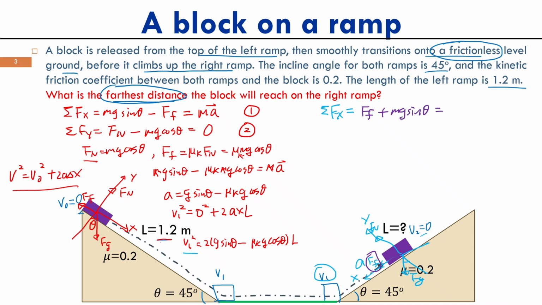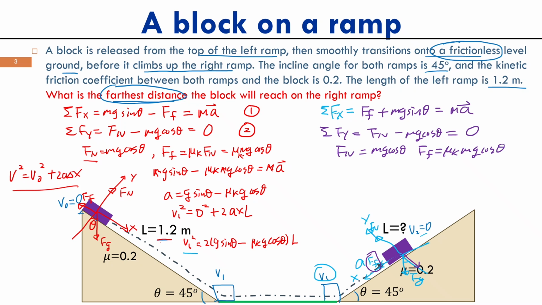And that equals mass times acceleration. And along the y direction, I got Fn minus the vertical component of gravity, mg cosine theta, which equals 0, because there's no motion along the vertical direction. So similarly, you can see that my normal force does not change, which is mg cosine theta, which means my friction force does not change. So my friction force, which is kinetic friction, equals mu k times mg cosine theta.